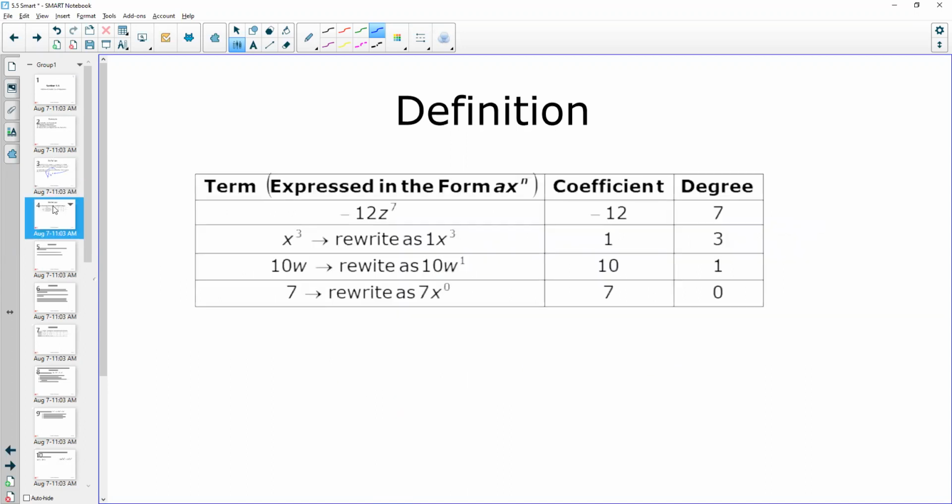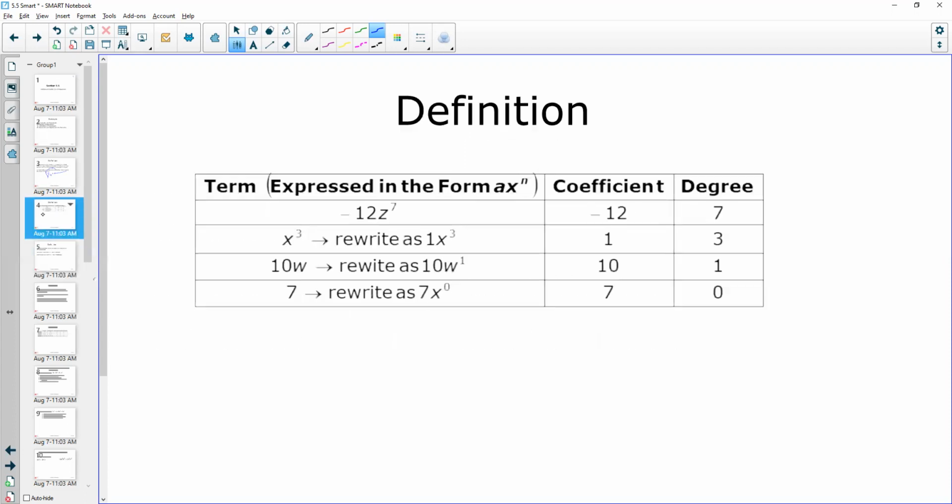So if we look at these examples, I have negative 12z to the seventh power. The coefficient is negative 12 and it's 7th degree. x cubed, I could rewrite as 1x cubed. So the coefficient is 1 and the degree is 3. 10w, the coefficient is 10. And if there's no exponent on something, we know there's a 1 there. And then 7, I could rewrite as 7x to the 0 power. There's no x's if I was really being picky about it. We don't often do that, but that's the truth of it. So it's a 0 degree.